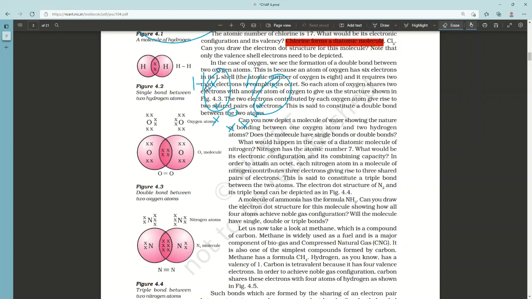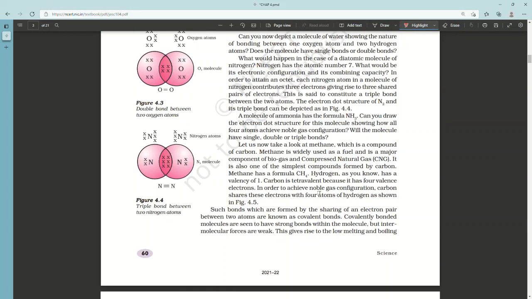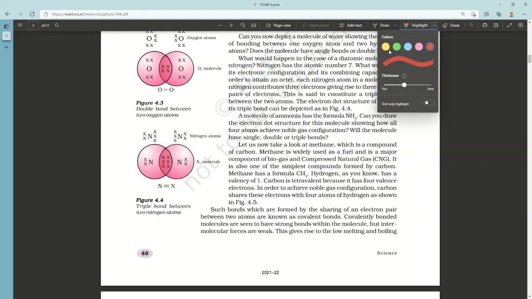Methane is widely used as a fuel and is a major component of biogas and compressed natural gas (CNG). It is also one of the simplest compounds formed by carbon. Methane has the formula CH4.